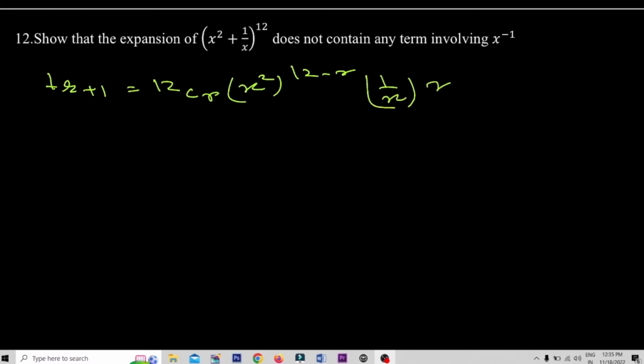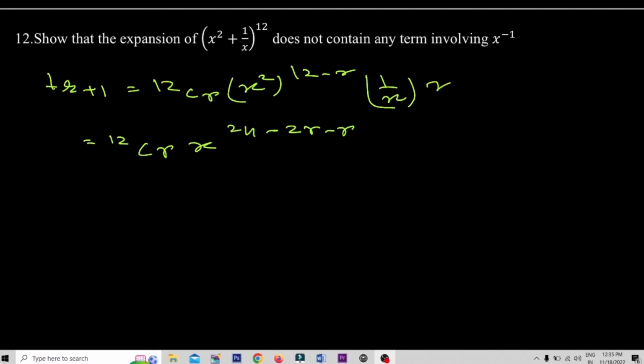Now let's go to question number 12. The question is: show that the expansion of (x square plus 1 by x) whole to the power 12 does not contain any term containing x to the power minus 1. Same as the previous case, let us consider T(r plus 1) containing x to the power minus 1. So we are getting 12Cr, first term whole to the power 12 minus r, second term whole to the power r. So we are getting here 12Cr x to the power 24 minus 2r minus r.